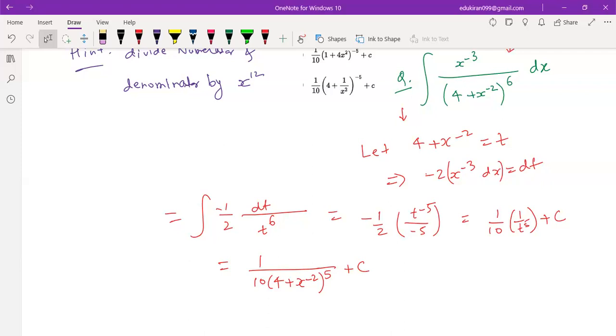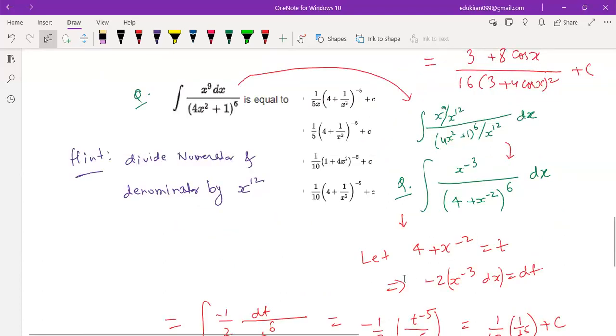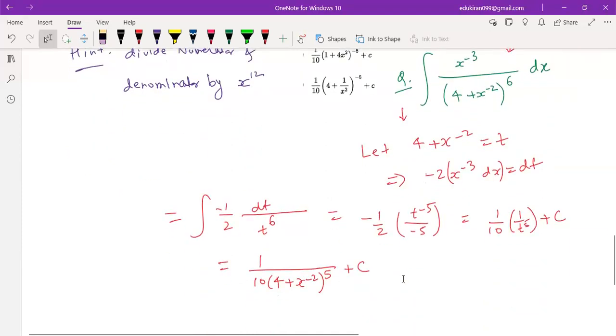One by 10 actually, it is not 1 by 5. So in that case, it will be option 4, not option 2. It is option 4. Option 2 is same, except that it is 1 by 5, but we need 1 by 10.